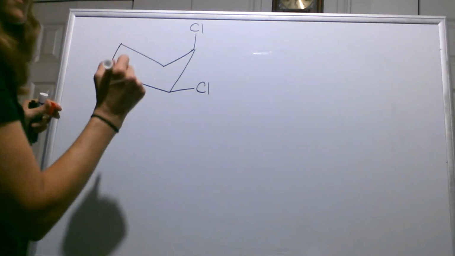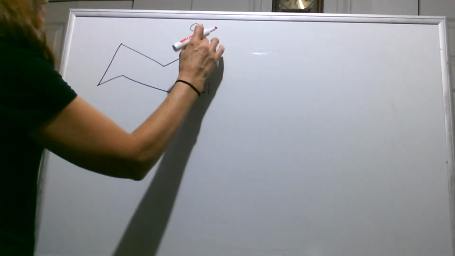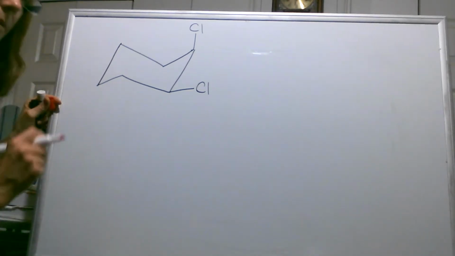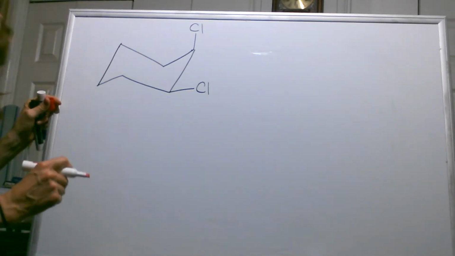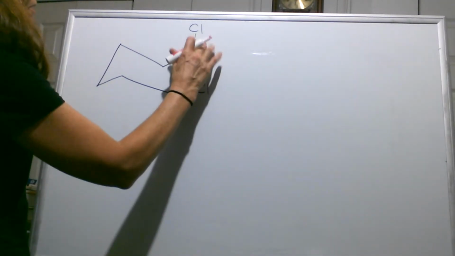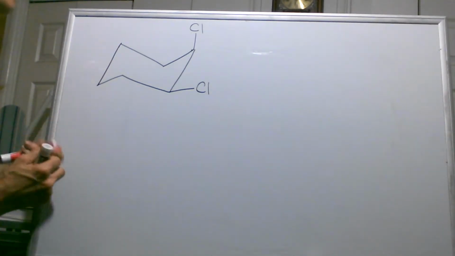So a couple of things we're going to do to set this one up so that we can draw the ring flip. We're going to notice if these substituents are pointing up or pointing down, because remember, that part will not change. And that is the part that we need when we go on to draw the perspective drawing. Actually, before I do that, let me go ahead and number the carbons.